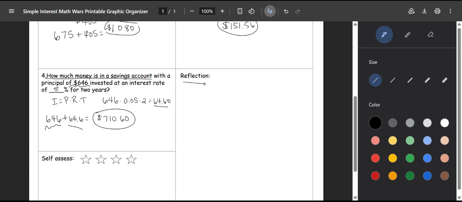Go ahead and do your reflection here. Fill in what's your key things that you need to know. If you took a quiz on this next year in 8th grade, what would you want in front of your eyeballs to remind you how to do this? And then fill out your self-assessment. 3 stars would be, you could do any problem that looks like these and you'll be okay. 4 stars would be, you could even apply this to a new type of problem you haven't seen before.